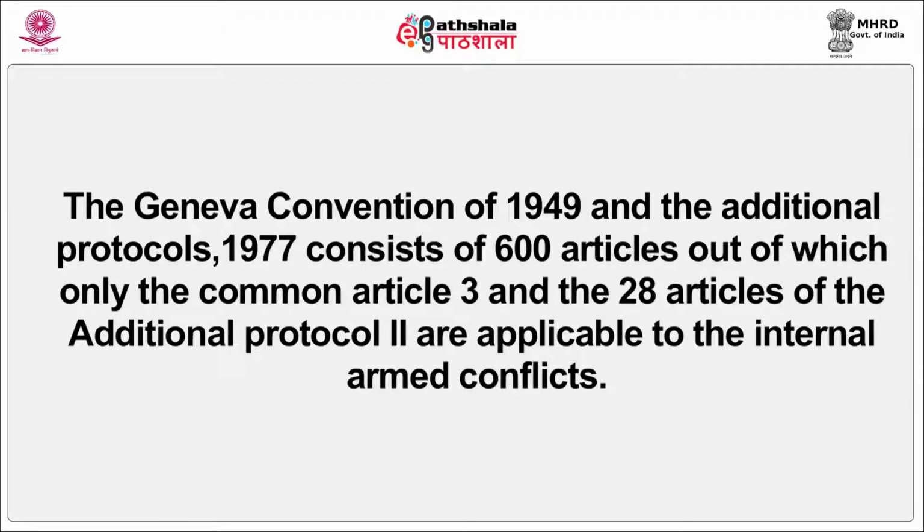The Geneva Conventions of 1949 and additional protocols of 1977 consist of 600 articles, out of which only the common Article 3 and the 28 articles of Additional Protocol 2 are applicable to the internal armed conflicts. All other guidelines and rules are for the international armed conflict. On the other hand, there is no provision for the internationalized armed conflicts.